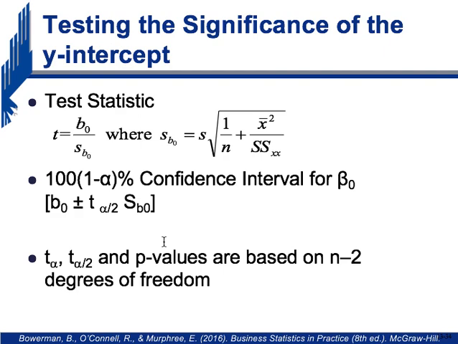Now, you can also compute the confidence interval for the possible value of beta sub 0, and that is computed using this formula. So either of these two methods can be used to test the statistical significance of the y-intercept.